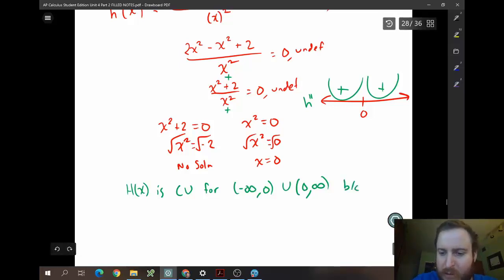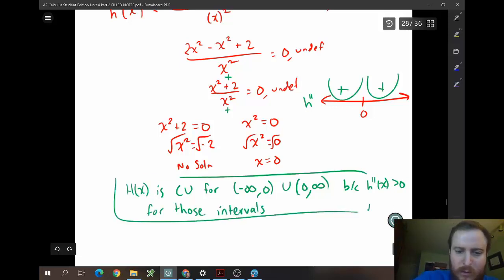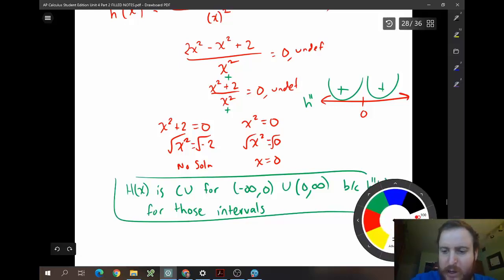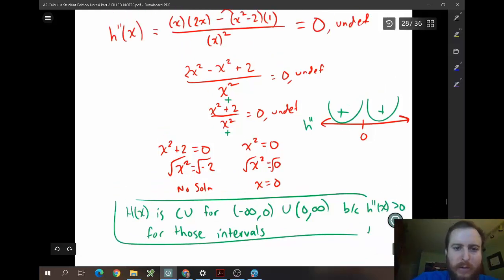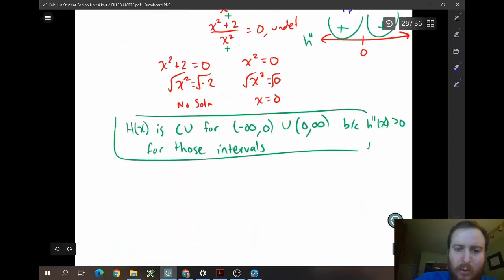And then we're going to say because h double prime of x is greater than 0 for those intervals. Or you could say for x is not equal to 0. So that's our answer. And this was worth 3 points here. We got 1 point for taking the derivative, doing this quotient rule essentially. Then we got 1 point for showing that h double prime of x is greater than 0, kind of plugging it in somewhere. And then we got 1 point for our explanation, for our answer. So that was worth 3 points.